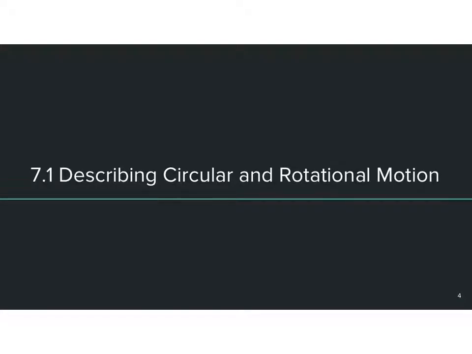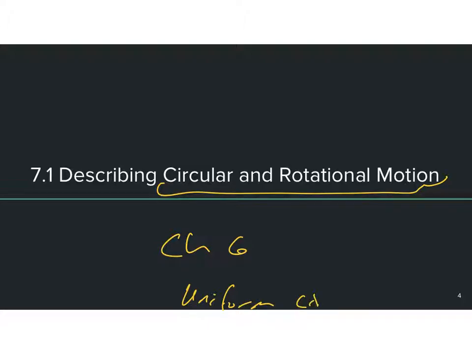So the first section is getting into describing circular and rotational motion. Now, we did get a quick little introduction to this in chapter 6 at the end of Unit 2, when we got specifically into uniform circular motion. And some of these concepts from uniform circular motion are going to come back right now, but at the same time, a lot of them are going to get tweaked a little bit, because now we're going to go ahead and get rid of that uniform as we talk about rotational motion.